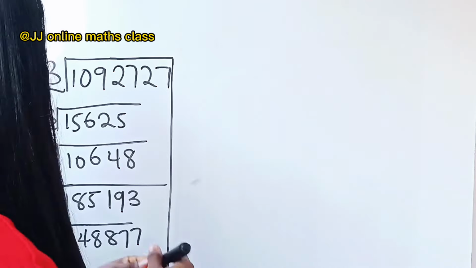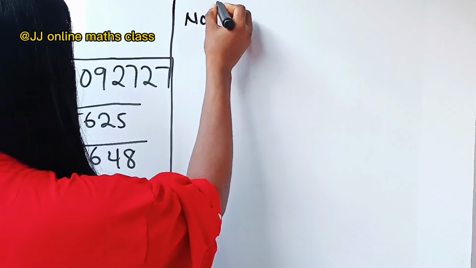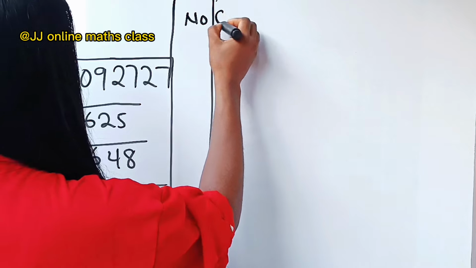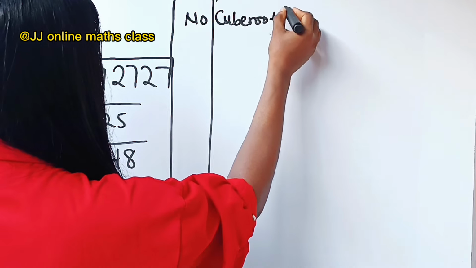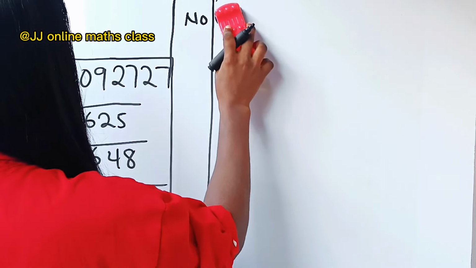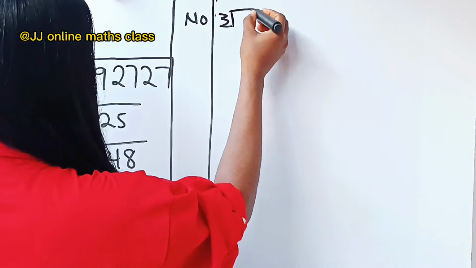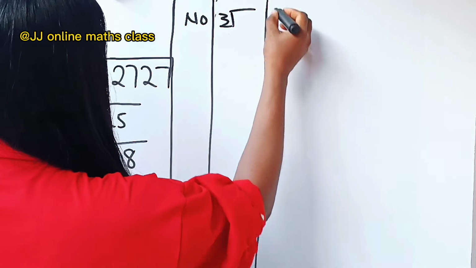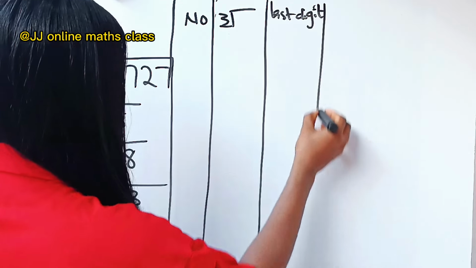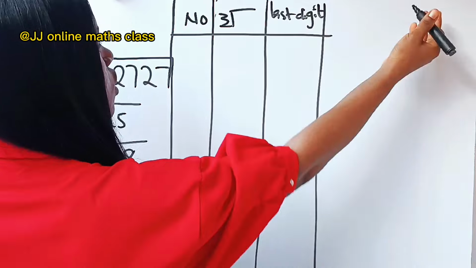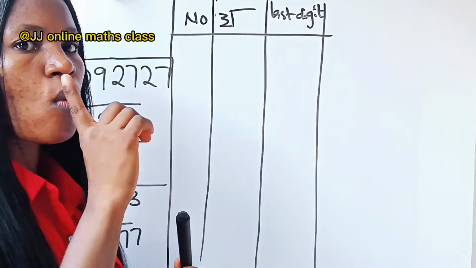All right, so we're going to start from number one. Cube roots, the last digit. This is going to be where we'll be solving everything. So let's start from 1.